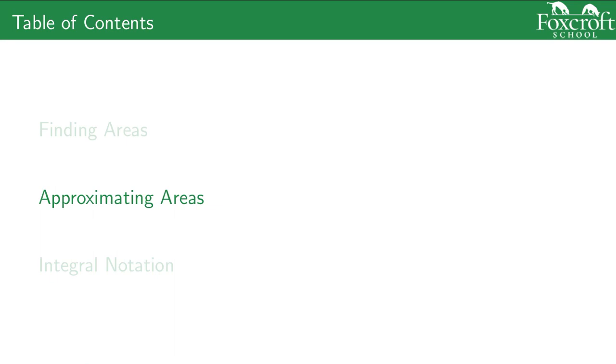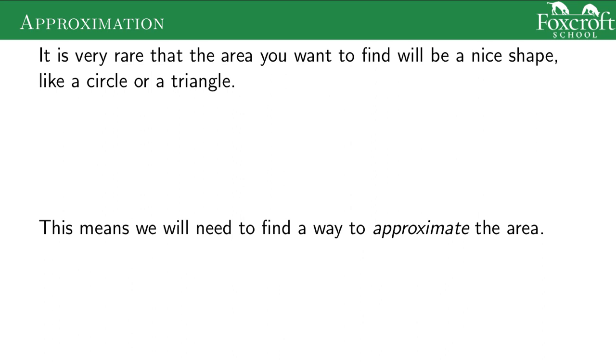In this video, we're going to talk about approximating areas. In our previous video, we saw that we can find areas if it's a triangle or a circle or something like that, but it's very rare that that's actually going to be the shape of an area that we're trying to find if we're talking about the shape under a graph. So to start off, we're not going to be able to find exact areas for other things, but we're going to try to approximate the area, get an estimate for what we think the area is going to be.